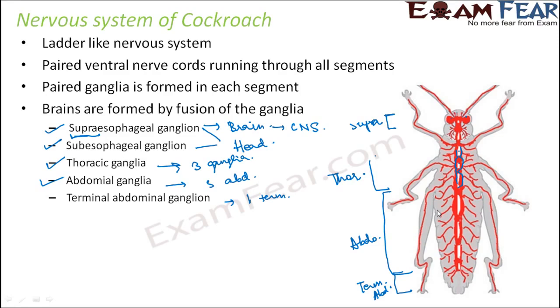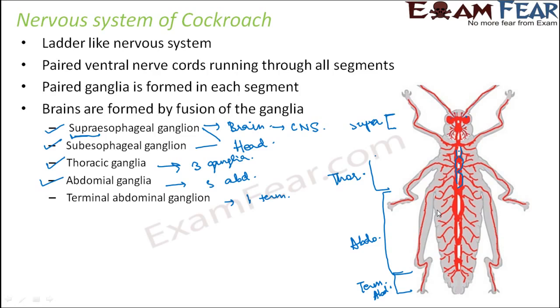Now these ganglia are joined by paired longitudinal connectives on the ventral side. So if you look at it from the ventral end towards the belly end, you will see that these ganglia are connected to each other by longitudinal structures which are called connectives. Now, most of the nervous system is well visible from the ventral side and not from the dorsal side. This I have told before also.